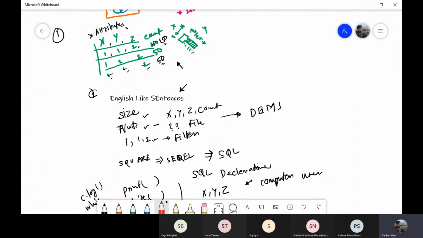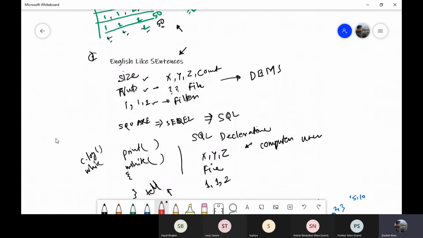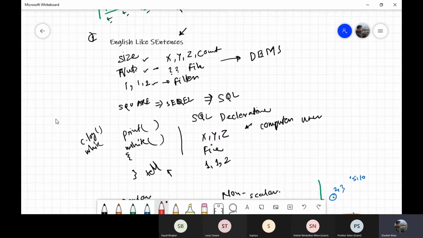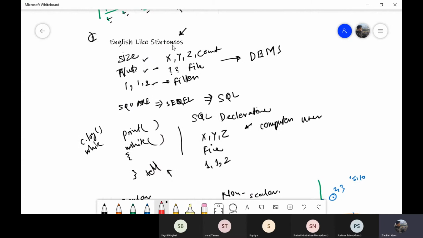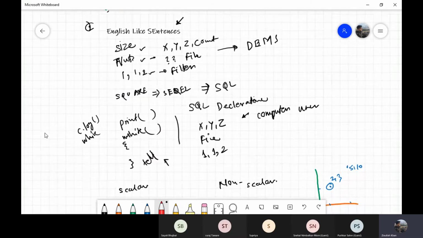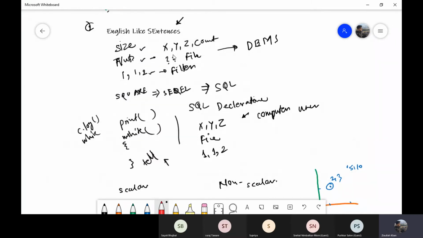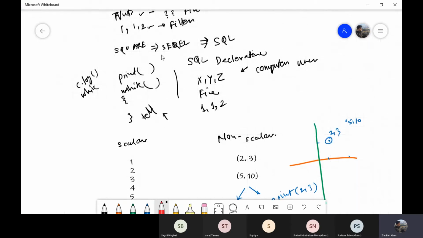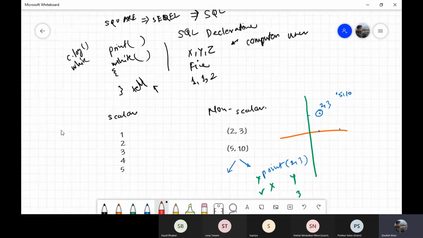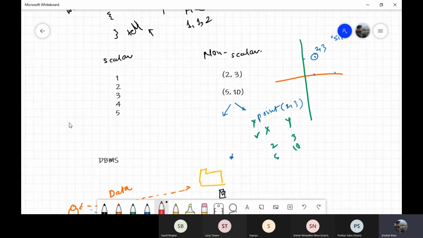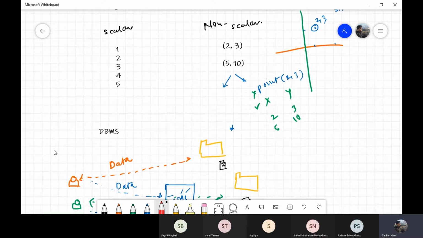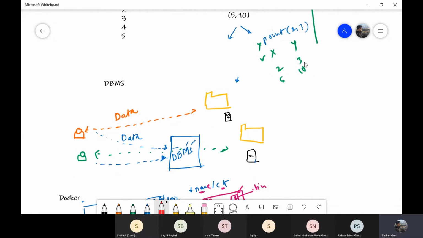We only use the relevant information that makes sense to us. Dr. Codd's rule was that we should have an English-like statement, a sentence that gives us what information we want to extract, from where we want to extract it, and what kind of filters we're going to have. The language progressed from Square to SQL, and SQL is more of a declarative language. Then we saw what scalar and non-scalar values are. Scalar values can be sorted, non-scalar cannot be sorted, and they should be divided into sets of their own.